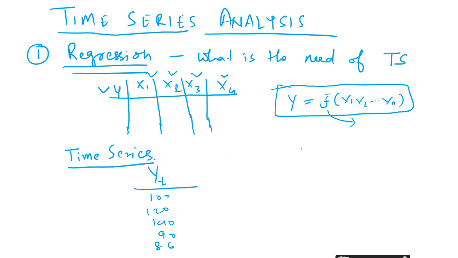For example, we have stock prices. Let's denote stock prices as ST. So ST is the stock price, and we want to predict the stock price based on certain factors. So what could be the independent variables? Tell me.